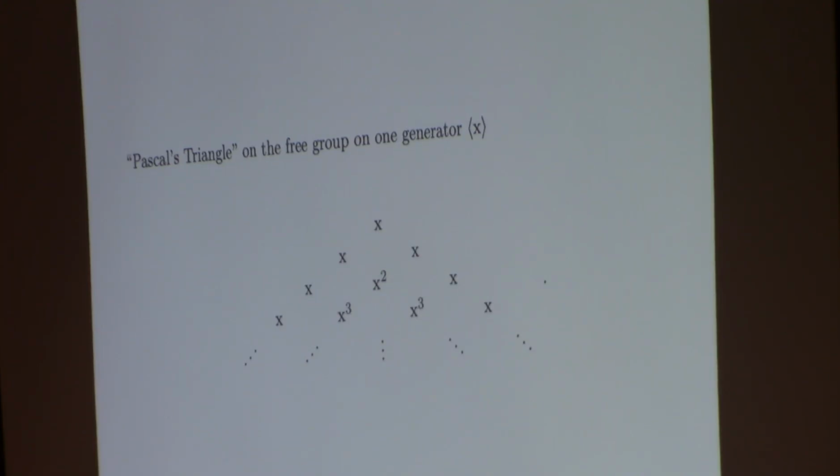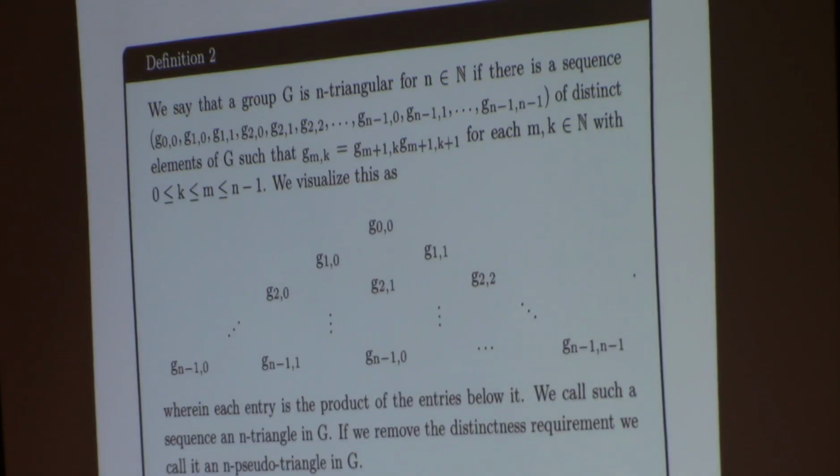So the idea I had was to flip the requirement of Pascal's triangle. Instead of adding the two elements above, we multiply them, meaning we use the group operation on the two things above to get whatever is below. I'm going to flip that, and we're going to create triangles where the requirement is that the product of the two elements below gives us the element above. And so here is what we call an N triangle inside of a group.